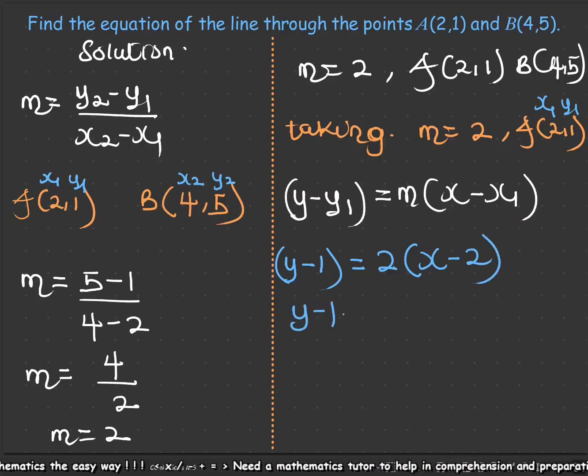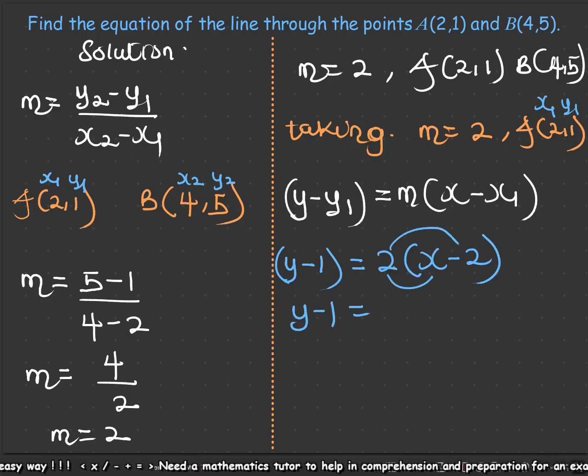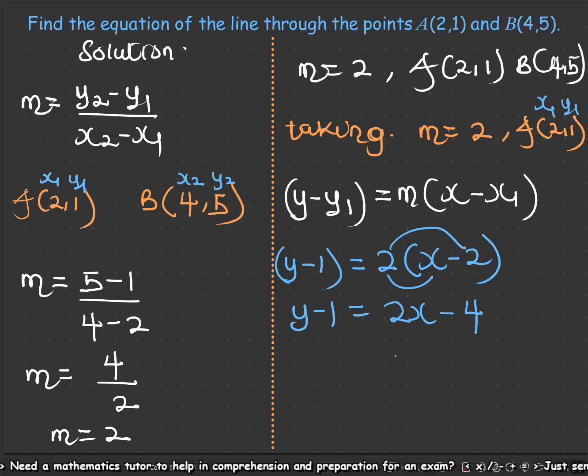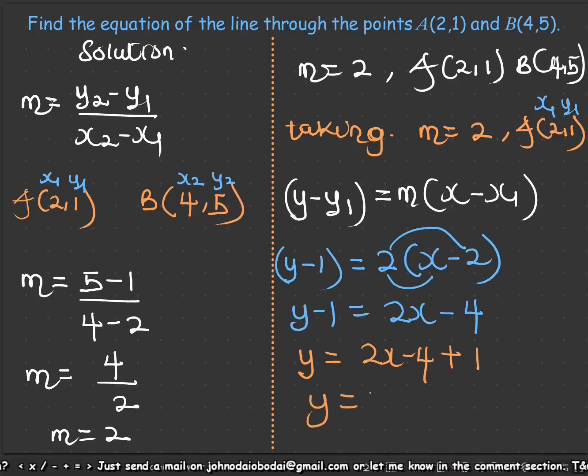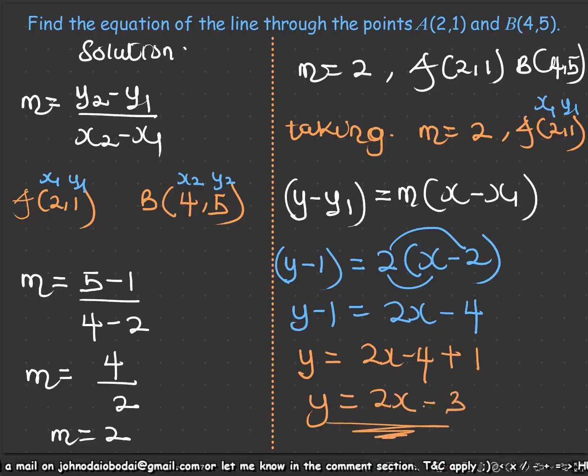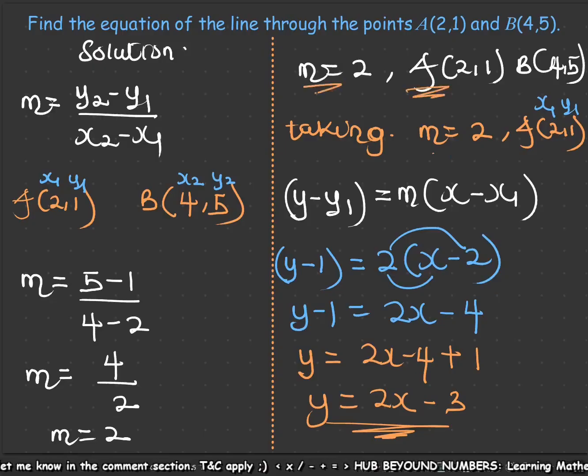So you have y minus 1 is equal to, this multiplies here, and then this multiplies here. So that we have 2x, then minus 4. Then trying to make y the subject, we are then going to get y is equal to 2x minus 4. Then this moves to the other side to become a positive 1. So that I have y is equal to 2x minus 3. This here is the equation of the line, as simple as you see. And that is if you use your point A and then m.